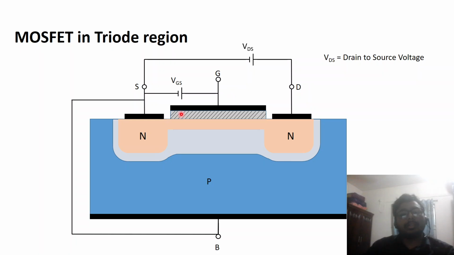If we connect the drain and source terminals with a voltage source, then electrons will start to flow from the source terminal to the drain terminal. We already know that the direction of the current is opposite to the flow of electrons. So the electrons will flow from the source to drain, but the current will flow from the drain to source. So the current will flow around this path, and this current is known as drain current or ID.